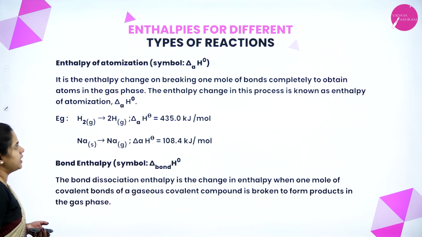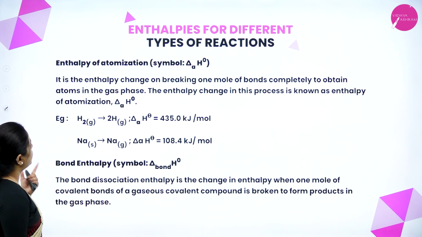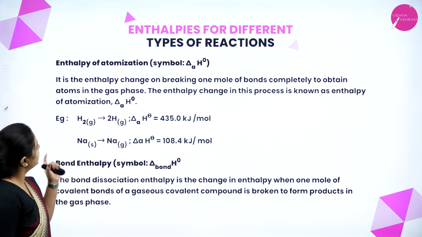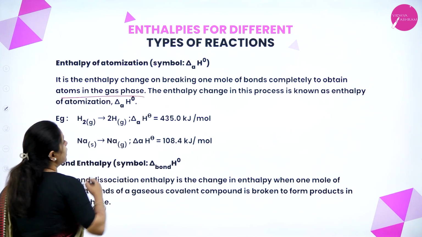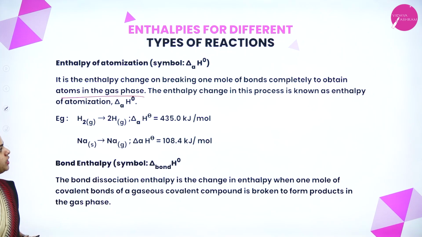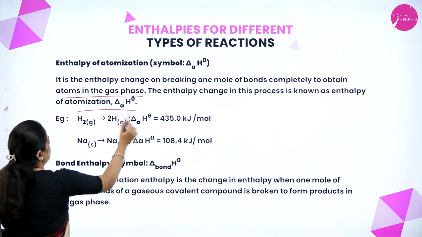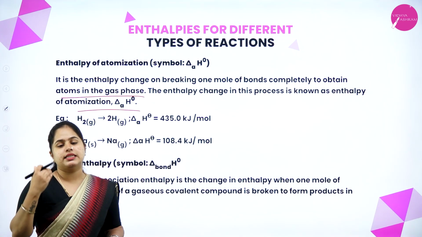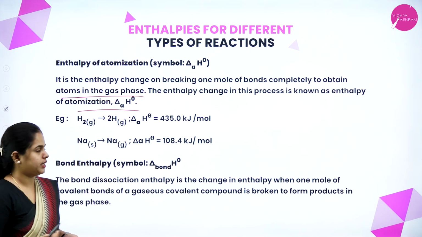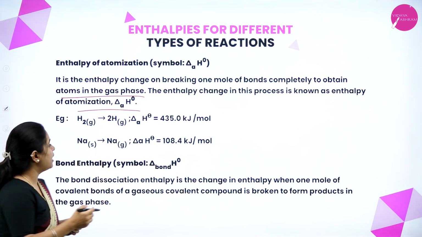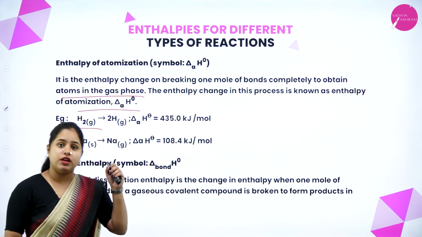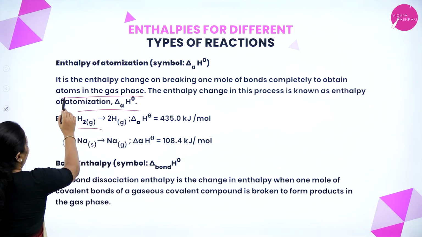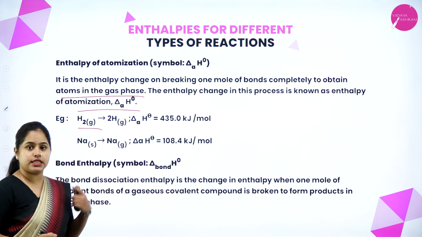Moving on to the next one, that is enthalpy of atomization. It is the enthalpy change on breaking 1 mole of bonds completely to obtain atoms in the gaseous phase. The enthalpy change in this process is known as enthalpy of atomization. I hope it is clear. So it is the enthalpy change associated when 1 mole of bond is broken down to obtain the atoms in the gaseous phase.